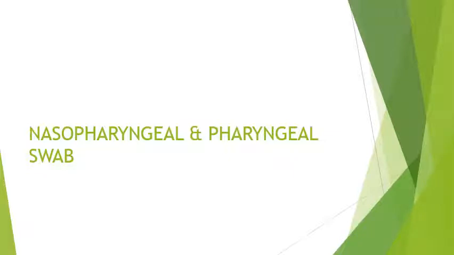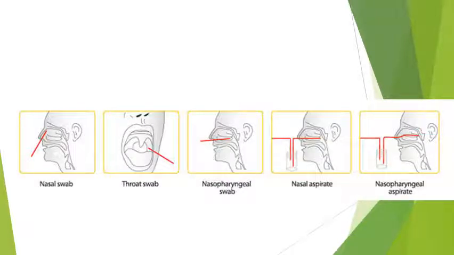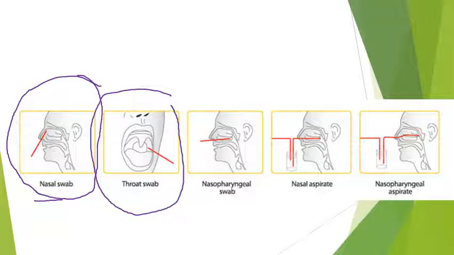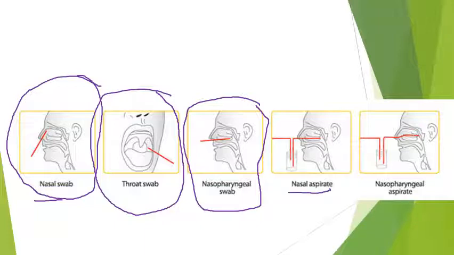Next would be nasopharyngeal and pharyngeal swab. Okay, these are just some of the ways to swab nasally and your throat. So first is nasal swab, meaning in the nose. Okay. Throat swab. We actually do it inside the laboratory. Nasopharyngeal, it is both the nasal and going down to the pharynx. And nasal aspirate and then nasopharyngeal aspirate.